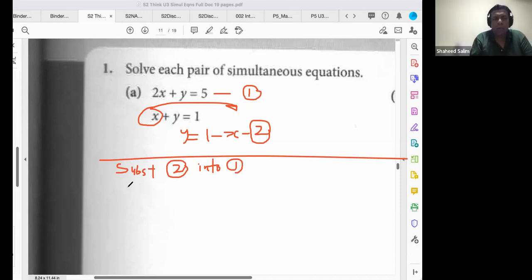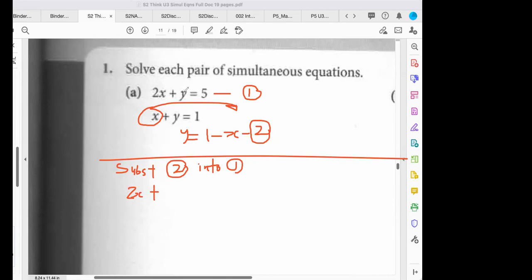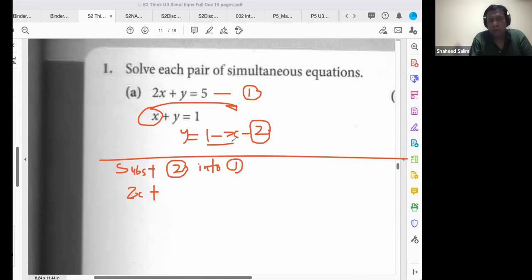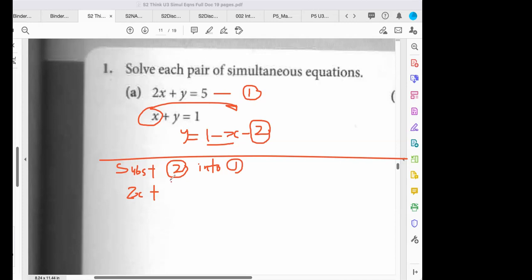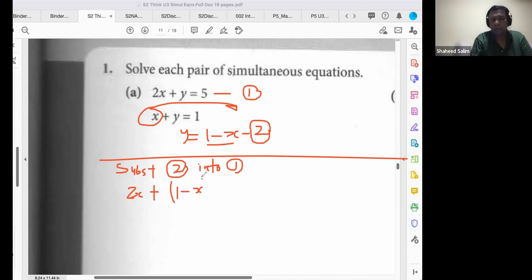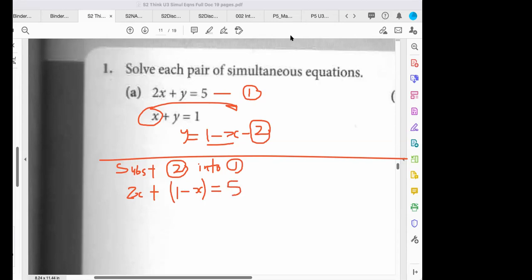Equation 1 is here, I copy. 2x plus y is here. I write down the value of y, because I want to substitute the value of y here. So now I get 1 minus x. Okay, y I change it to 1 minus x, equals 5. Okay, this part you understand? Yeah. Okay. I think so.